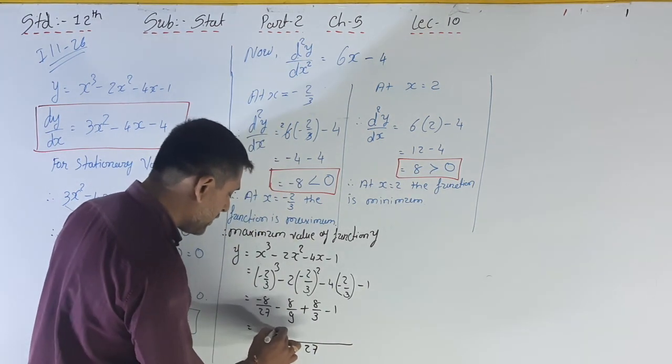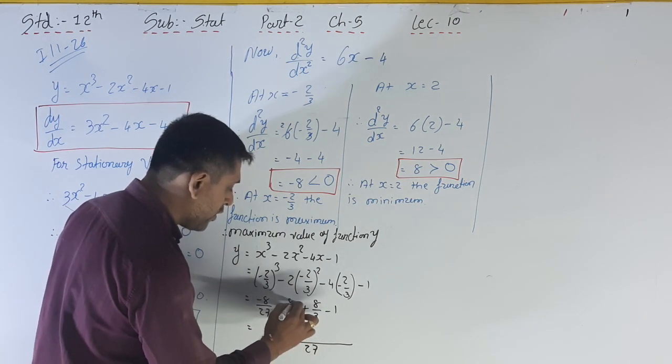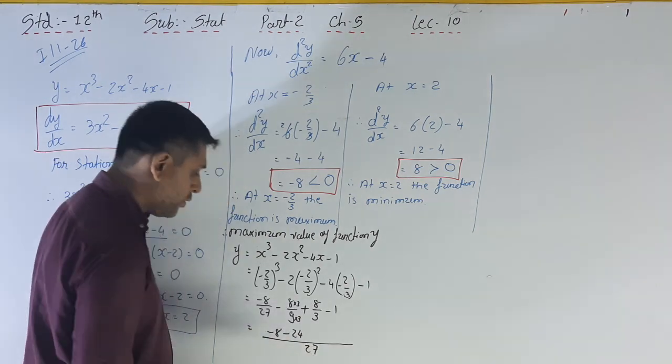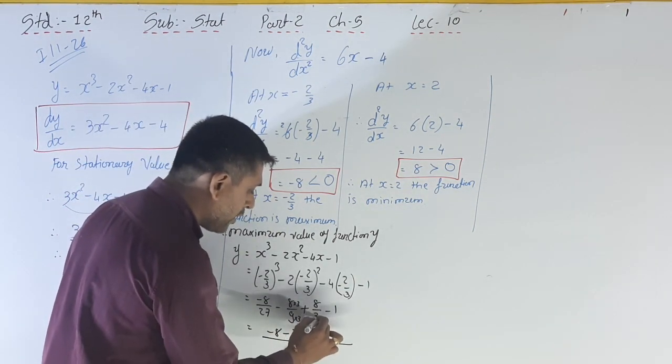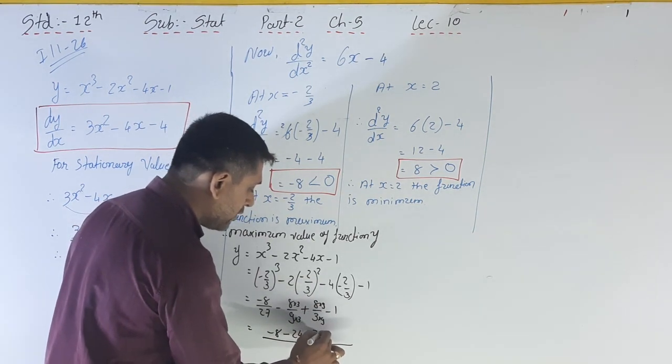So here minus 8 as it is. Minus, we have to multiply by 3, so 8 threes are 24. Then plus. Here we have to multiply by 9, so 8 nines are 72.